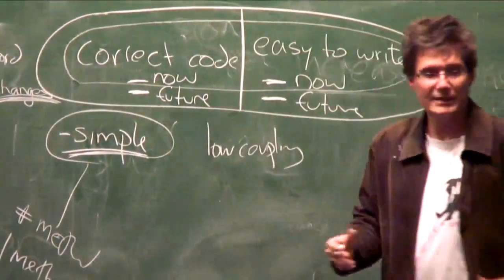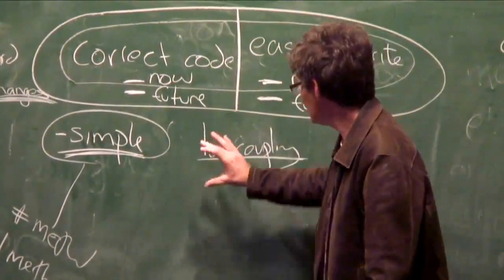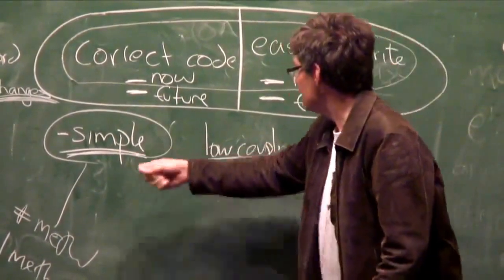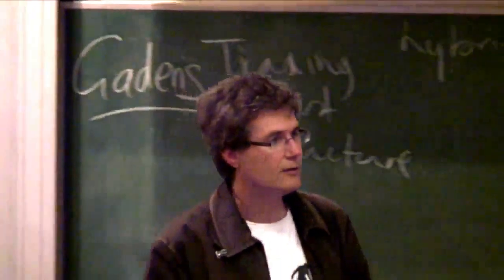Or low degree of coupling. Yeah, that's right. So abstraction is a mechanism we can use to give us low coupling. That's what we want to get. Abstraction is a really clever technique for achieving that. So we want our programs to be simple. We want them to be loosely coupled. What else do we want them to be?